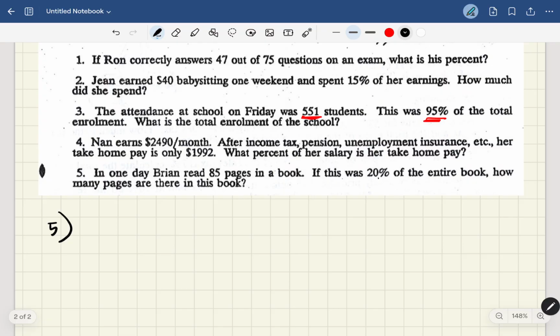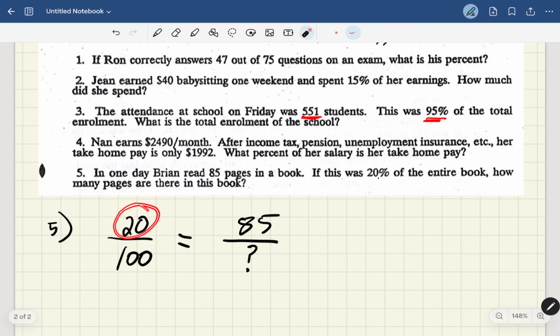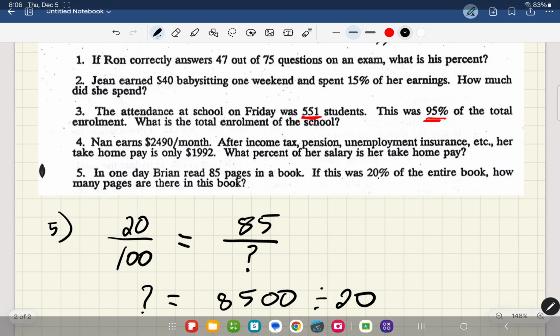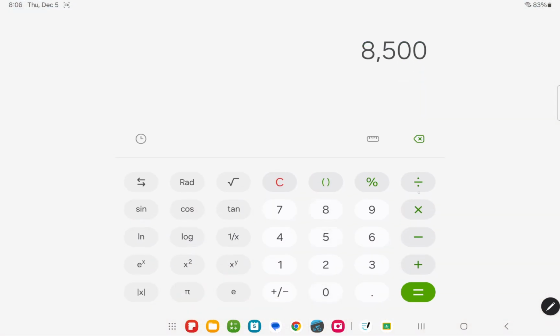We're looking for the total, right? We have the percent, so it's 20%. Now the 85 is not the total, it's the 20%. So it goes on top because it matches the 20%. So 20% is 85. Then we cross multiply: 85 times 100 is 8,500 divided by 20. That's going to be the answer. 8,500 divided by 20 equals 425.